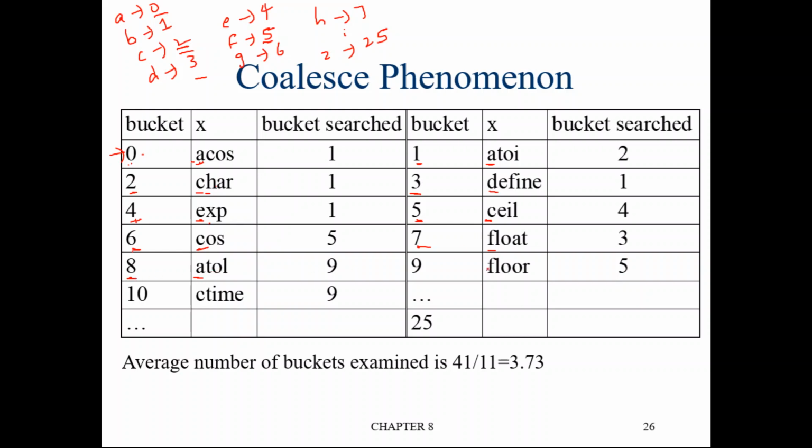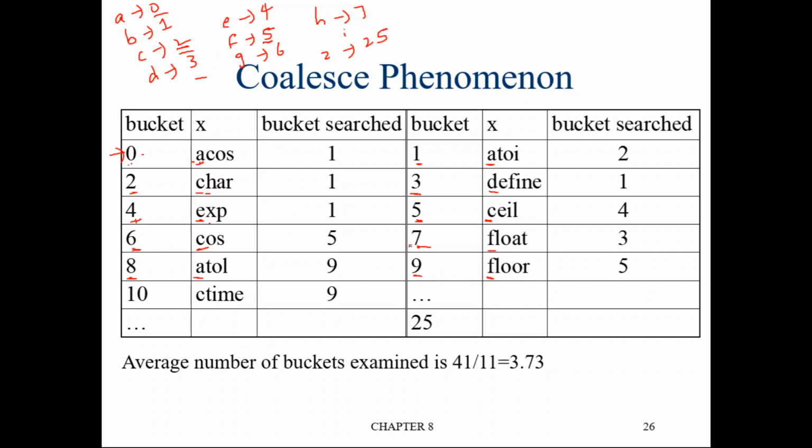Right. Next is floor. It starts with F. It's supposed to map to the 5th location, but in the 5th location seal is already there. So according to linear probing, go to the next location. The 6th location is not empty. So go to the 7th location. This is also not empty. Go to the 8th location. This is also not empty. So go to the 9th location. So floor is mapped to this location.